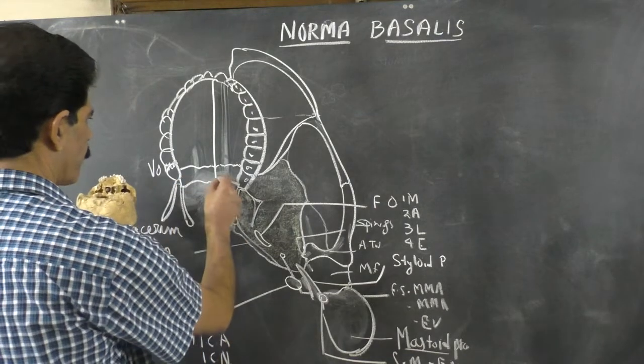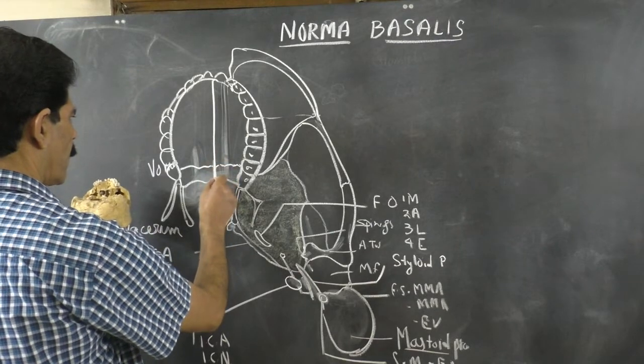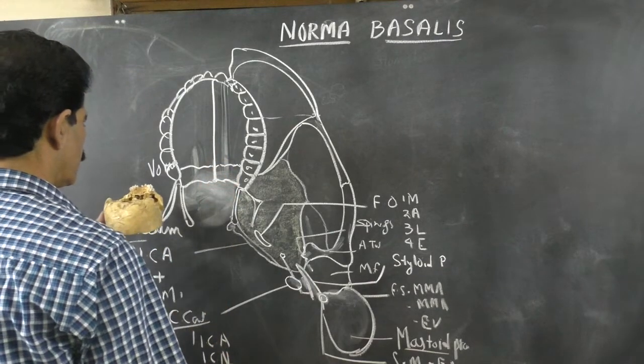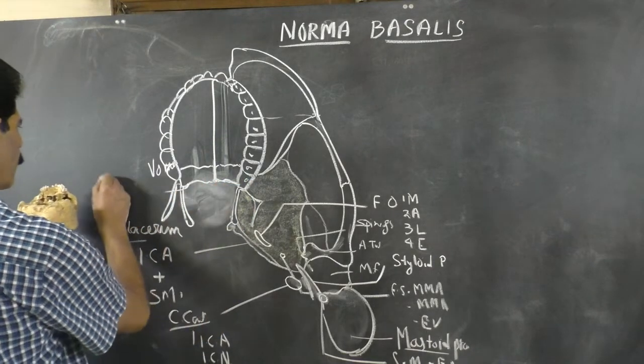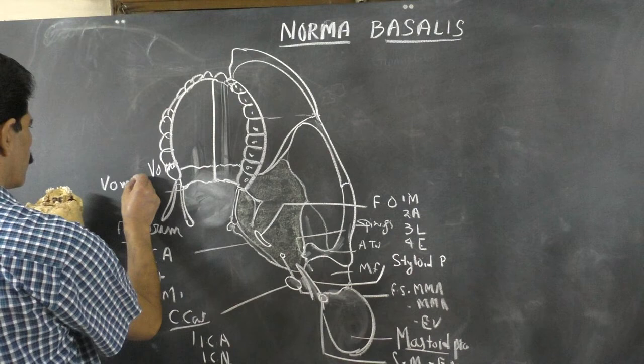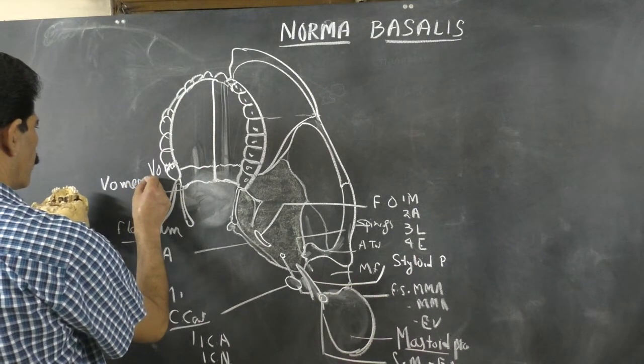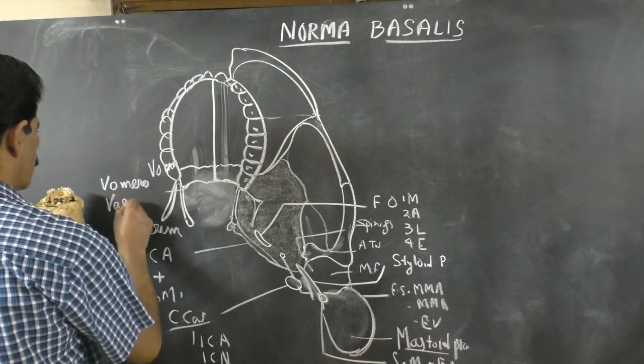And between the vomer and the hard palate, laterally here lies the vomerovaginal canal.